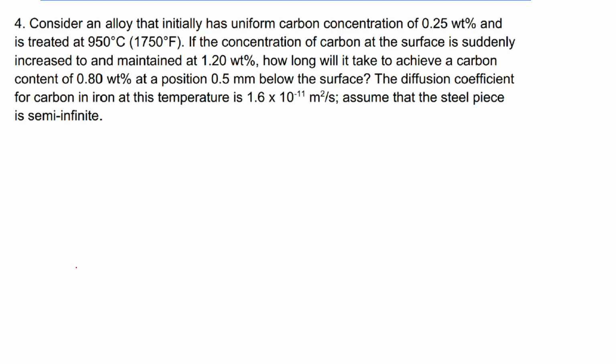So, what are the things given? Do you know which formula we have to use? First of all, is it first law or second law? Second law. So, let us write the formula. Second law: C of x,t equals Cs minus C0 times error function of x divided by 2 root of Dt.